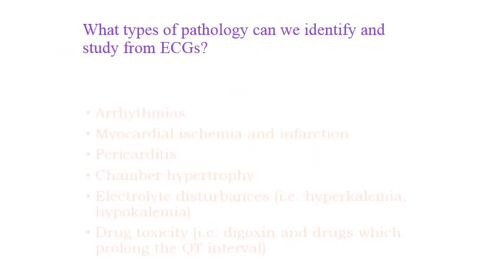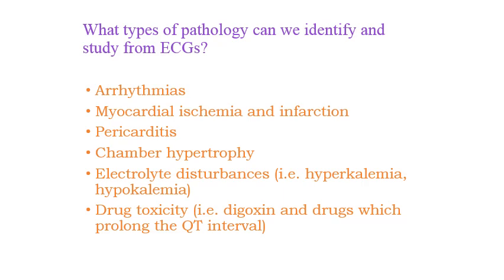So, this is very simple. And why is the ECG taken? With this non-invasive and very easy technique, we can easily identify arrhythmias, the disturbance in the rhythm of the heart, myocardial ischemia, which is an interruption in the blood circulation, pericarditis, which is an infection in the pericardium, chamber hypertrophy, electrolyte disturbances which can cause arrhythmias, or sometimes even drug toxicity.